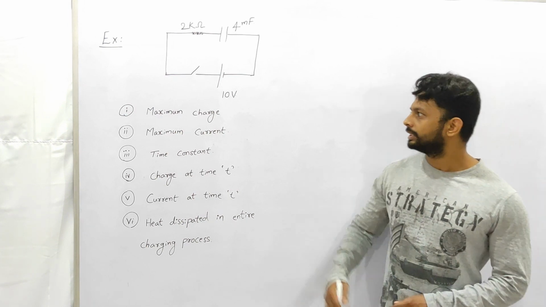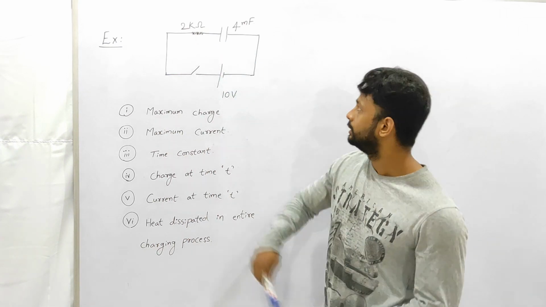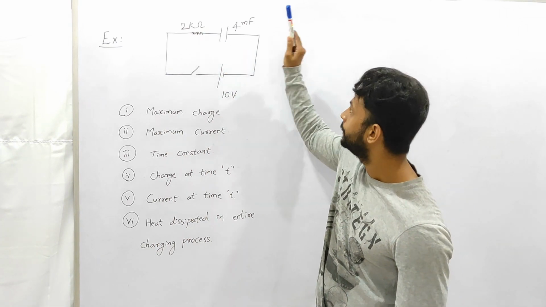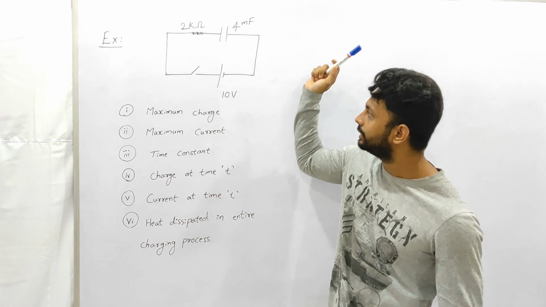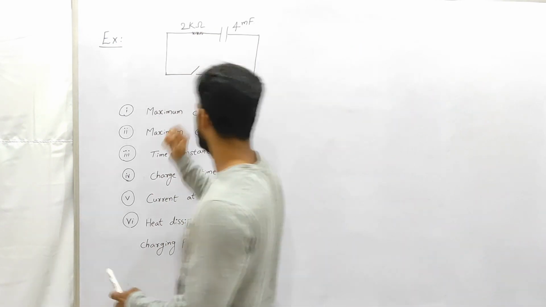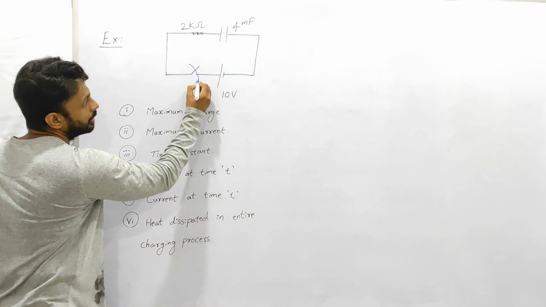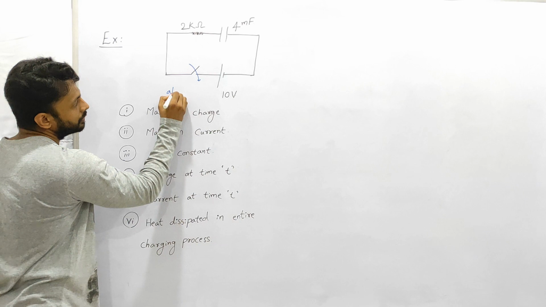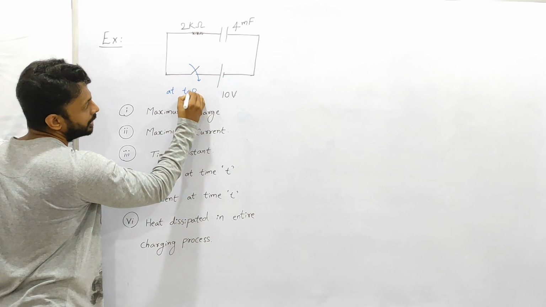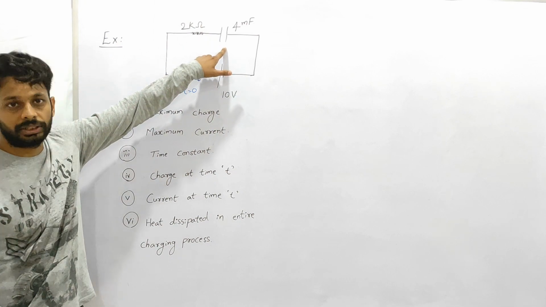Okay, now let's consider an example where I give an RC circuit with a resistance of 2 kilo ohm and a capacitance of 4 millifarad, connected to a battery of 10 volt through a switch S. In this situation, I close the switch at t equal to 0. So I start counting the time when the switch is closed, and the capacitor gets charged.